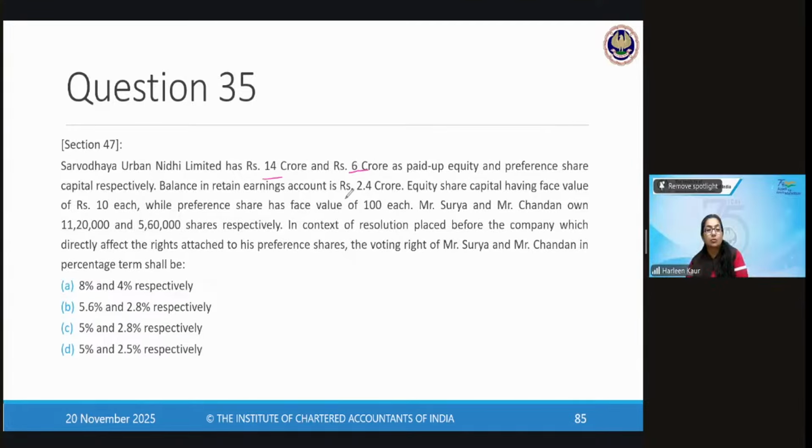14 crores and 6 crores, balance is in the retained earnings. Equity share capital has a face value of 10. Preference has a face value of 100. Divided by 10, divided by 100. Out of that, 11,20,000 is held, and 5,60,000 out of that. What will be the voting rights?